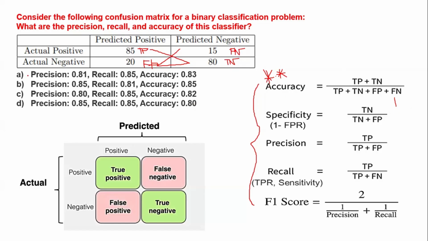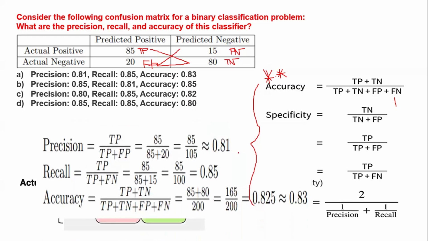Now here, what do you have to calculate? The precision, recall, and accuracy. For the precision, you find TP by TP plus FP. That means true positive, that is 85 here, by true positive plus FP. That means 85 by 85 plus 20. That means 85 by 105. Now if you calculate this, you will get 0.81.